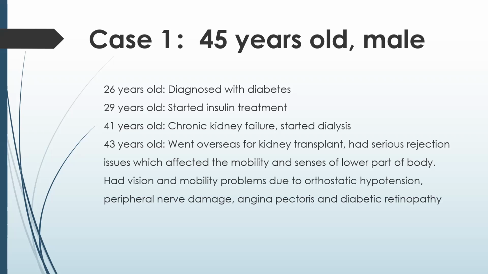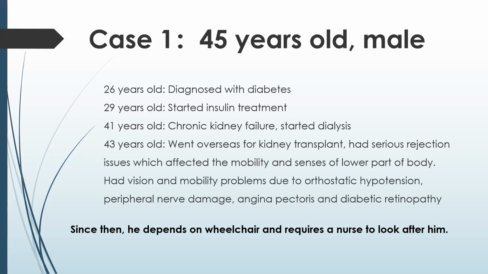So you can see at 43 years old, he has a lot of complications already, which all started with just diabetes, one disease, and then it led to all these complications from kidney to the limbs, to the nerve, to the eyes. Okay. And since then, he depends on a wheelchair and requires a nurse to look after him. So like he cannot take care of himself already. He needs someone to assist him in his daily life.